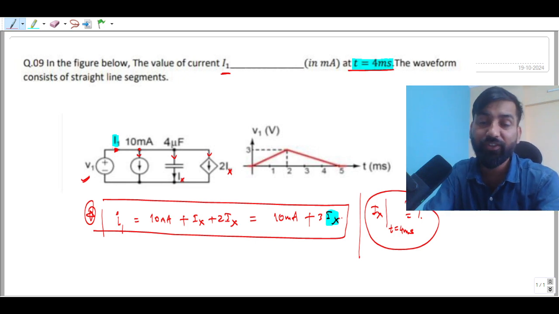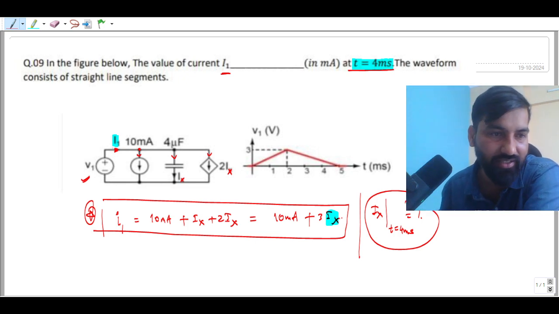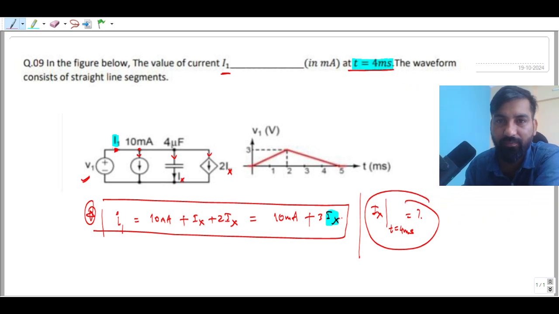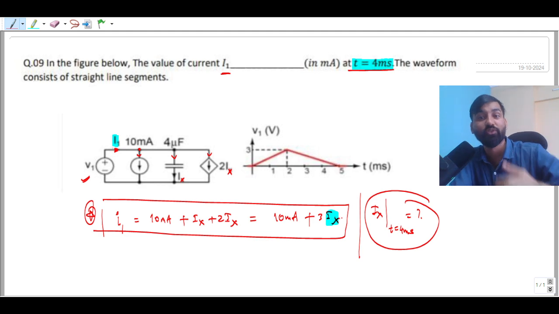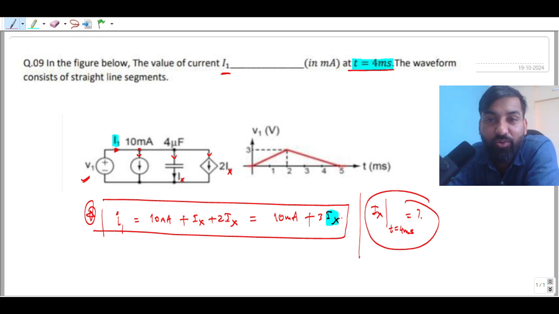So if you want to find this Ix at 4 millisecond, and this Ix is flowing through the capacitor, you know how voltage and current are related when current flows through a capacitor. Ic equal to C dVc by dt, a derivative relationship, where differentiation is involved.